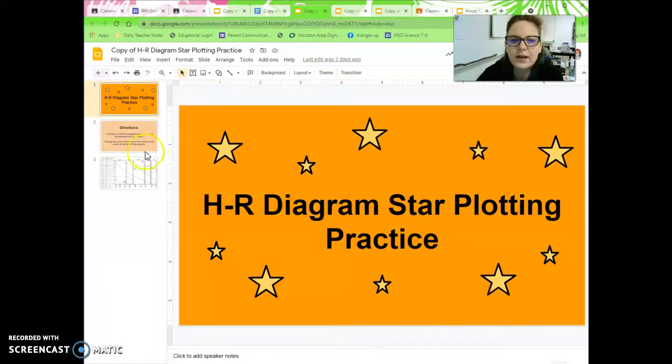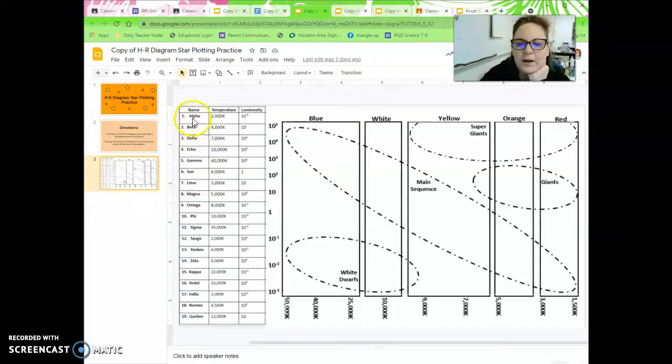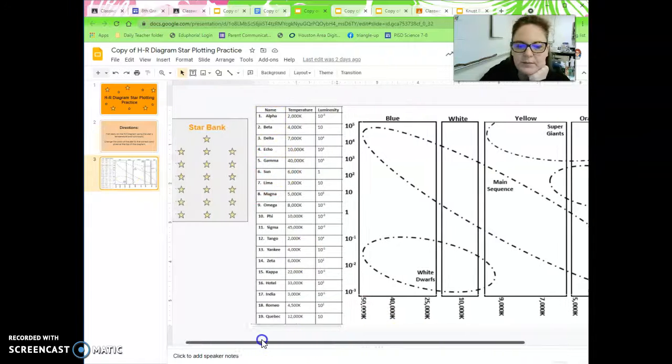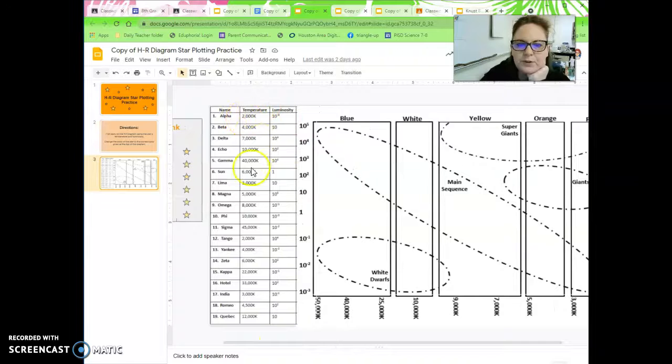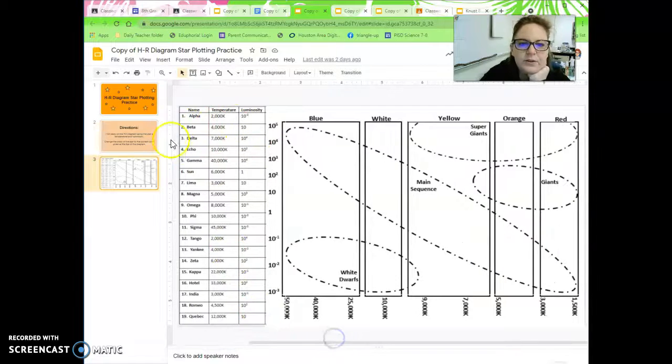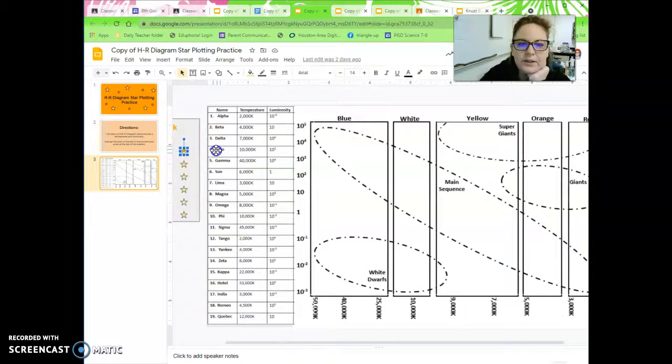As far as the HR diagram star plotting is concerned, you're just going to plot some of the stars on the HR diagram using the star's temperature and luminosity and change the color to the correct color given at the top. So as you see, you have stars over here. You will drag them over based on the temperature and the luminosity. So like for example, that first star is alpha. So you would, oops, I dragged it to where I don't have a star. You would take a star over, let's do a different one that you're going to be able to see. So Echo is 10,000. So 10,000's over here.